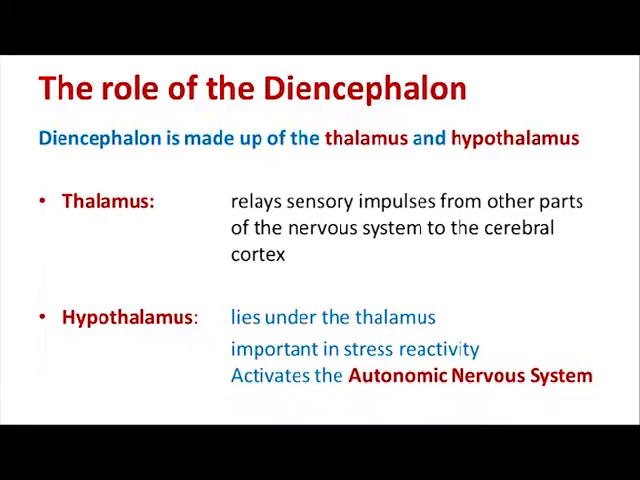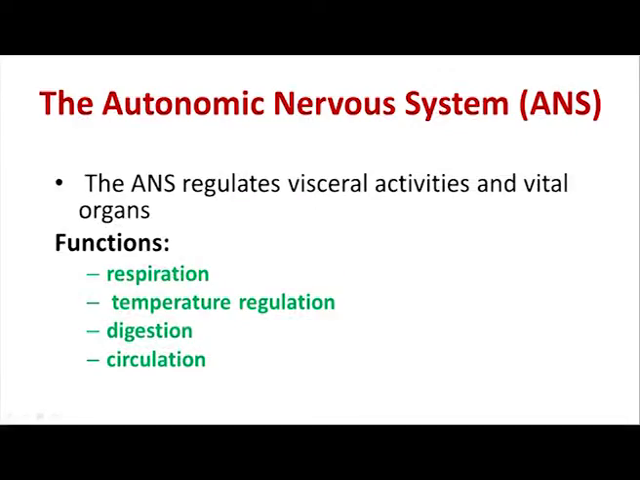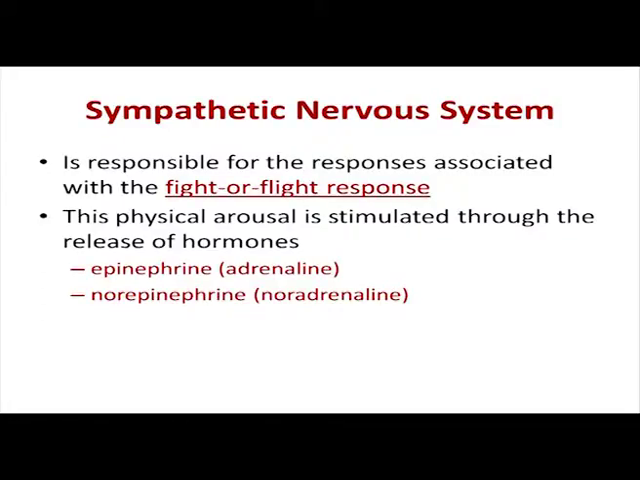Now, coming back to the brain again, we have covered almost all these organs that are involved with stress, and now to the autonomic nervous system. The autonomic nervous system regulates the visceral activities and the vital organs, that is circulation, digestion, respiration and temperature regulation. It consists of two parts, the sympathetic activation system and the parasympathetic nervous system or the parasympathetic activation system. The sympathetic nervous system is responsible for the responses associated with the fight or flight response.